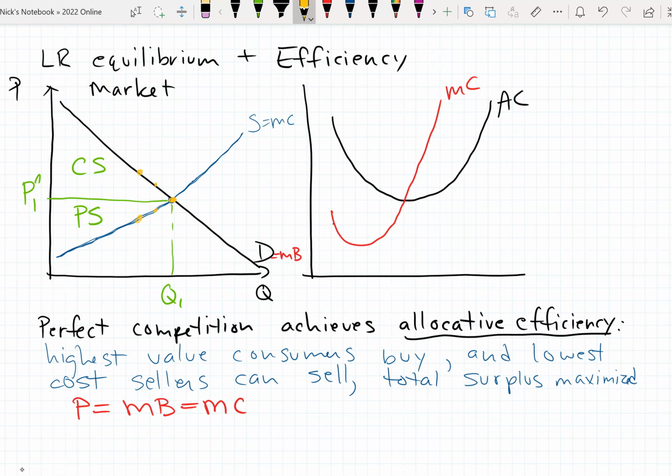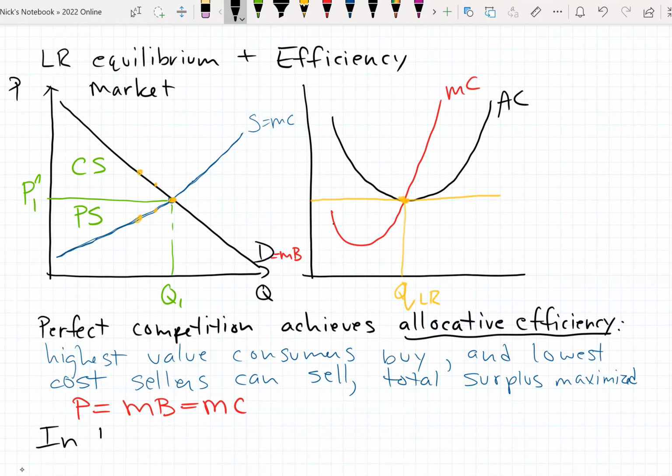That's nothing new. But now we're going to also see that this type of market also gives us, in the long run equilibrium, something called productive efficiency, which I misspoke about earlier. The left-hand side is sort of all the time, but in the long run equilibrium, we get this. So this is our quantity in the long run. Okay, so we can add this here.